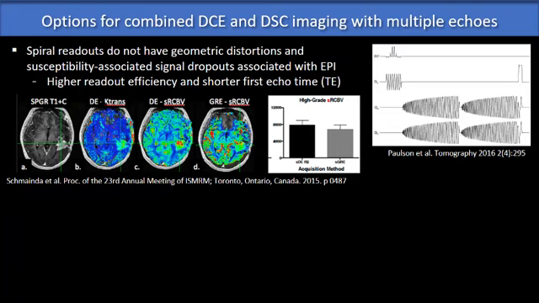Spiral readouts also have higher readout efficiency and a shorter first echo time. As we're thinking about a DCE experiment, typically you want that short echo time. If you can do a spiral-out trajectory, you can start your echo time at a very, very short echo time. In this abstract, they also showed that there was no difference between their high-grade rCBV metrics between their spiral and their standard.